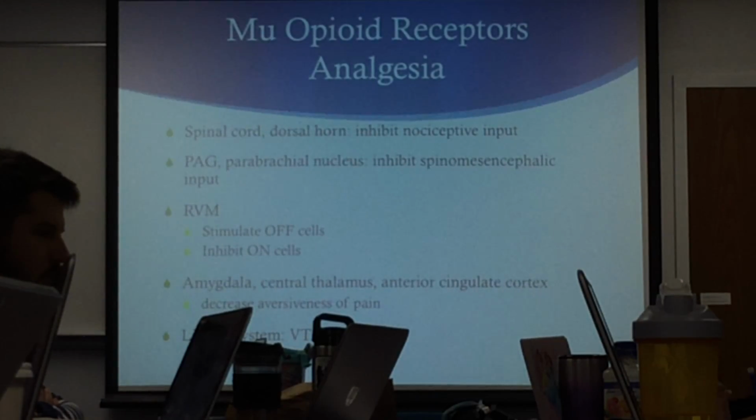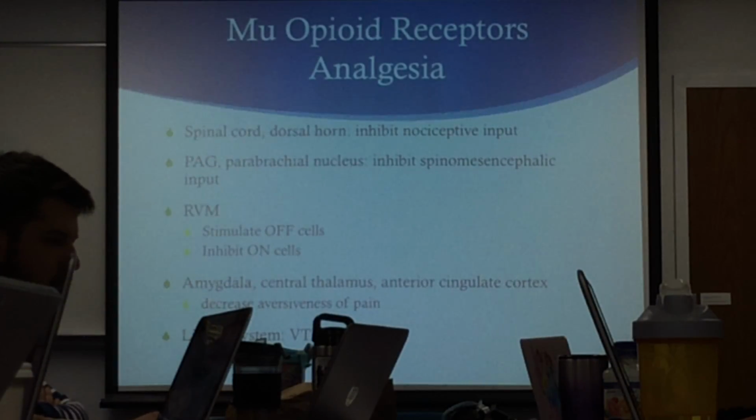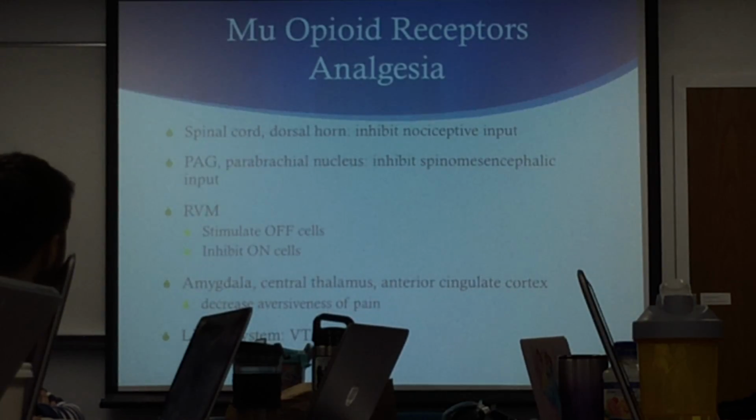They're in a number of other areas that I talked about that are related to the spinothalamic tract, or the affective motivational aspects of the amygdala, central thalamus, and then anterior cingulate cortex, which I haven't talked about. That's a major target of the spinothalamic tract as well. And they're also in the limbic system, so ventral tegmental area and accumbens, which is more related to abuse.